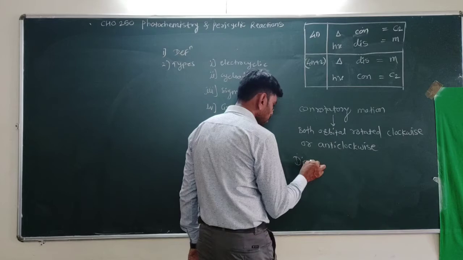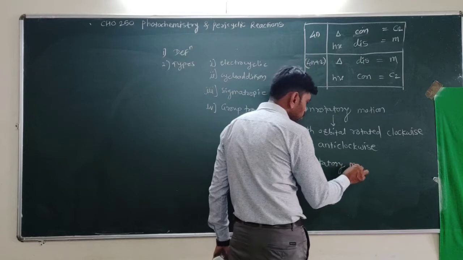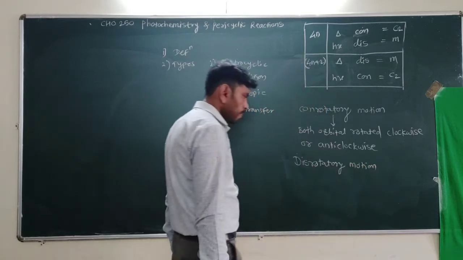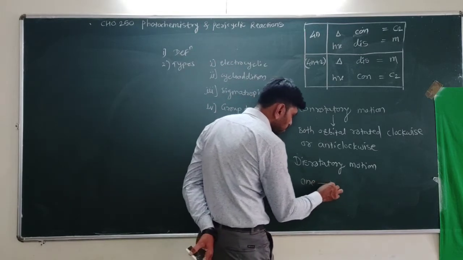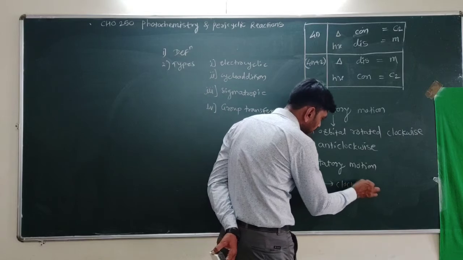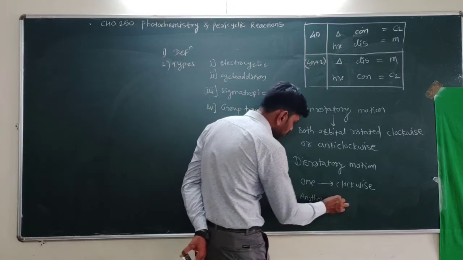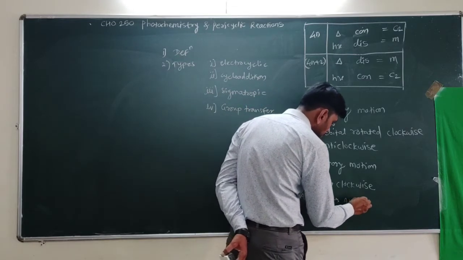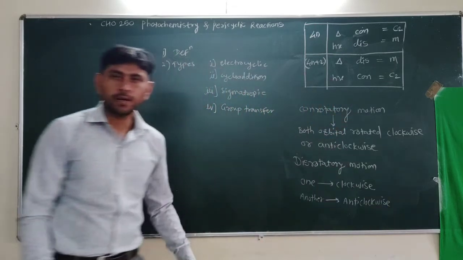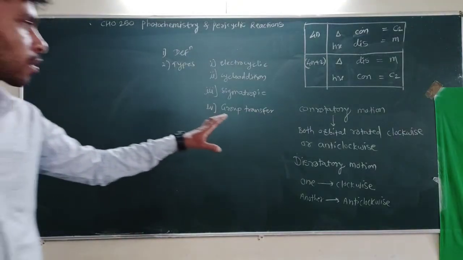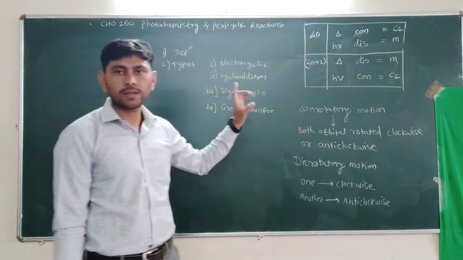Then disrotatory motion, in which one orbital rotates clockwise and another orbital rotates anti-clockwise. One rotates clockwise, one rotates anti-clockwise. So this is disrotatory motion, and that is conrotatory motion. So this is the summary of electrocyclic reactions.